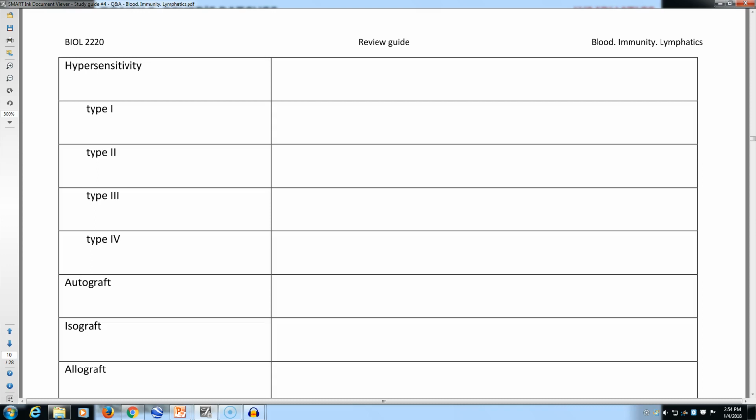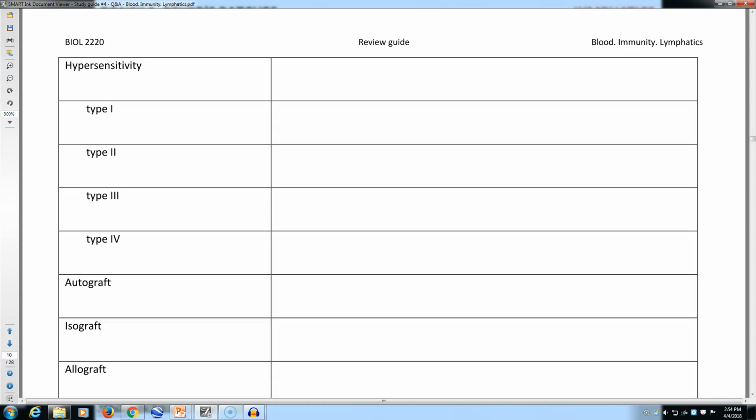When second exposure occurs, an antigen binds to the IgE that are on the mast cells. What happens to mast cells? They release histamine, they degranulate. Does that make sense?